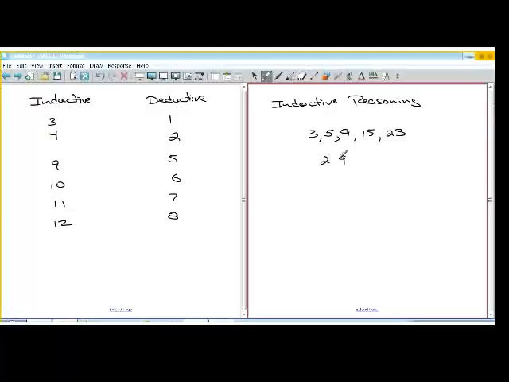So in this case, if you looked at the difference between the numbers, you would find that 5 minus 3 is 2, 9 minus 5 is 4, 15 minus 9 is 6, 23 minus 15 is 8, and therefore you'd expect the next difference to be 10. And so we'd use inductive reasoning to pick the next number as 33.